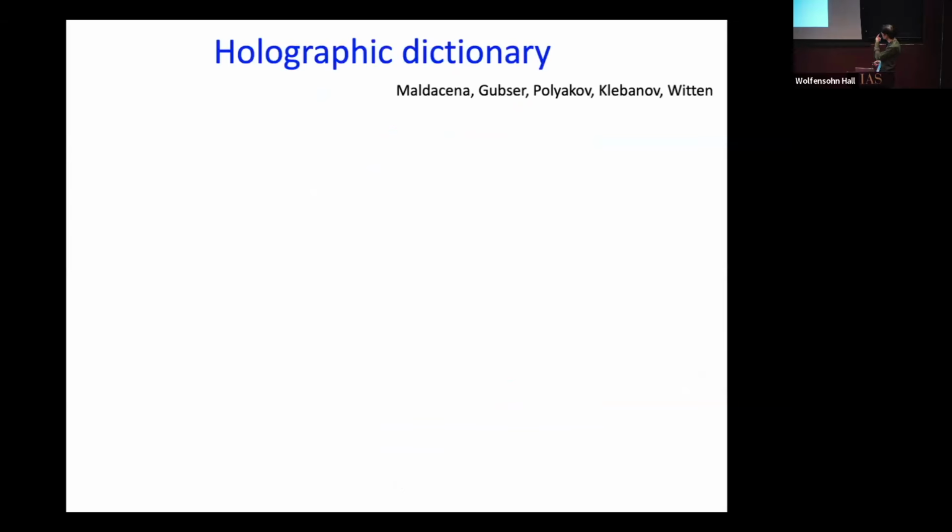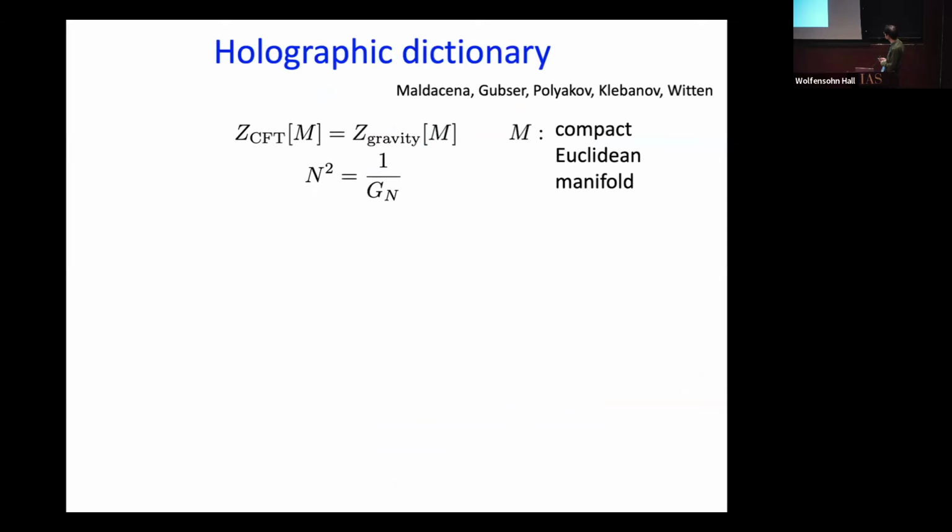So the foundation of our holographic dictionary is this relation between the boundary partition function and the gravity partition function. You consider, say, the CFT on some compact Euclidean manifold M, and that's supposed to be equal to the partition function on the gravity side with M as the boundary condition for the gravity. On the boundary side, there's a parameter called N, which characterizes the number of degrees of freedom, related to G Newton by 1 over G Newton. Here, just for simplicity, I write it equal.